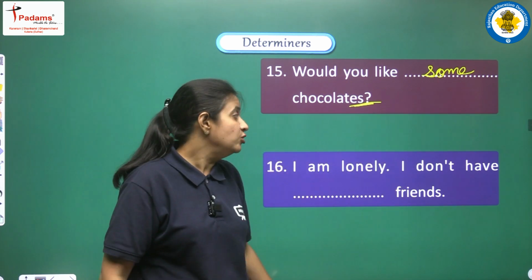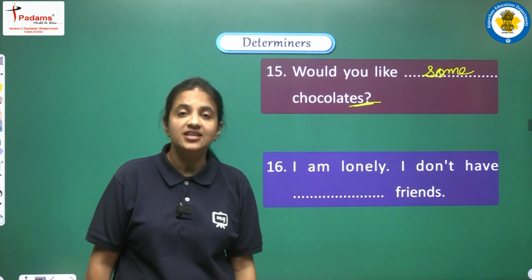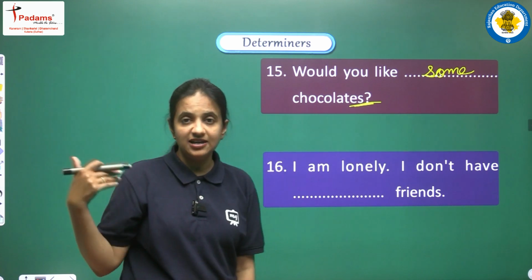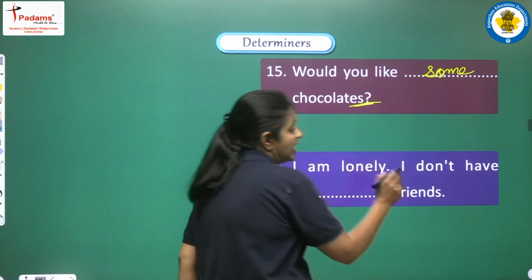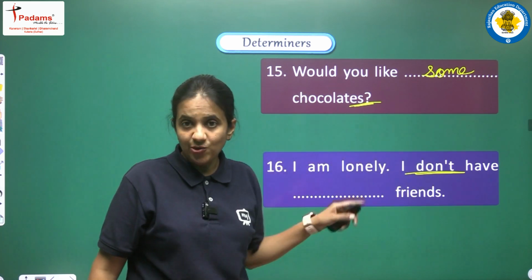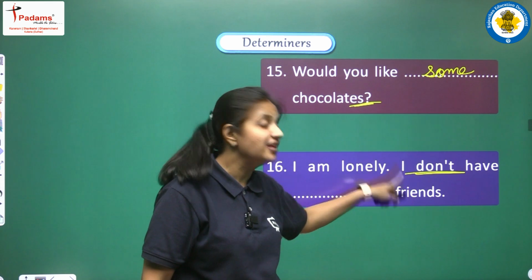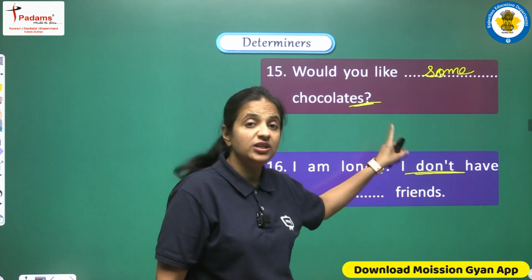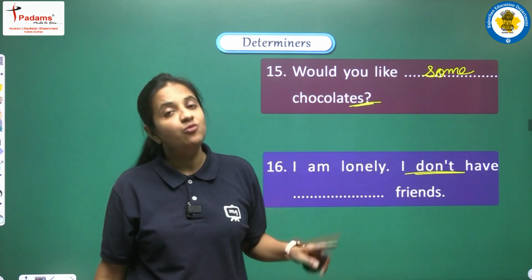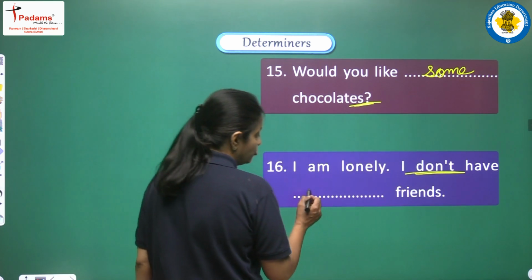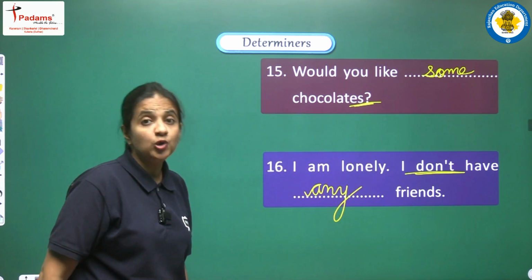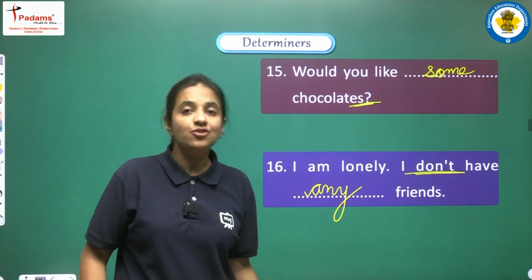Next one, I am lonely, I don't have friends. So here we are having two parts. The first part is I am lonely, that is an affirmative sentence, but the second part is a negative one because we are having don't, and we have to write the determiner in the second part. So we will use the determiner according to the second part, that is the negative one. So now because of the negative sentence, we have to write any here. And the sentence will be, I am lonely, I don't have any friends.